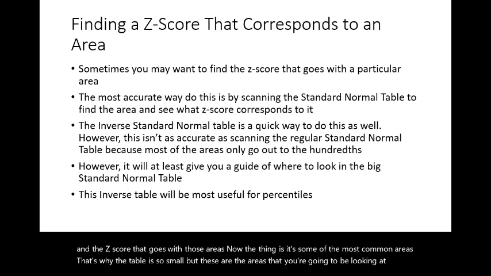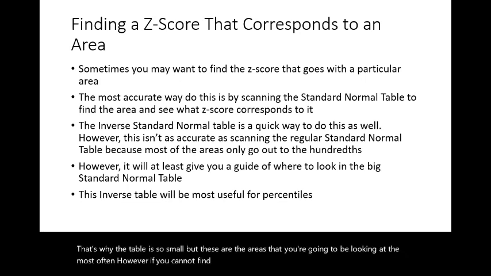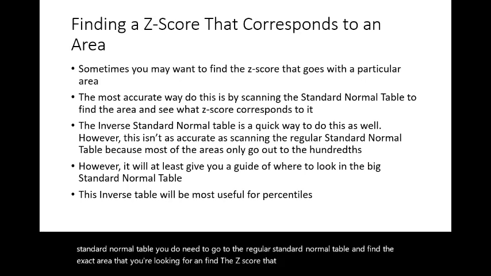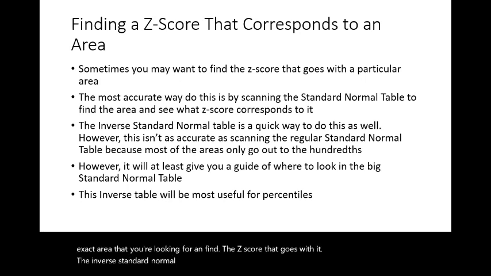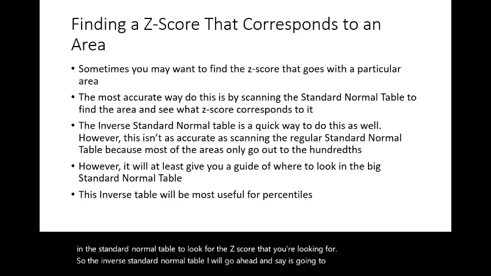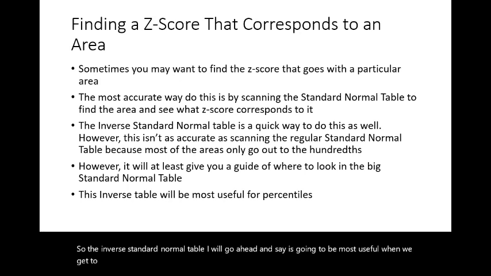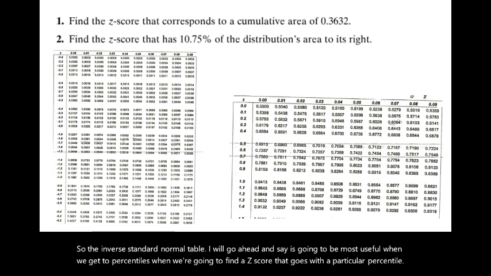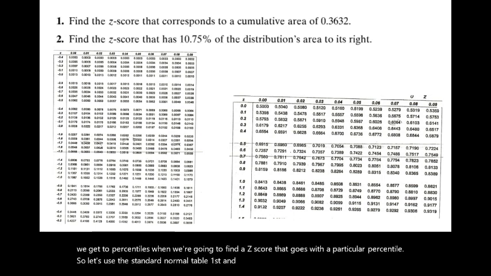These are the areas that you're going to be looking up most often. However, if you cannot find the exact area that you're looking for in the inverse standard normal table, you do need to go to the regular standard normal table and find the exact area and the z-score that goes with it. The inverse table can also give you a guide of where in the standard normal table to look. It is going to be most useful when we get to percentiles, when we find a z-score that goes with a particular percentile. So let's use the standard normal table first, and then we'll move into using the inverse standard normal table.